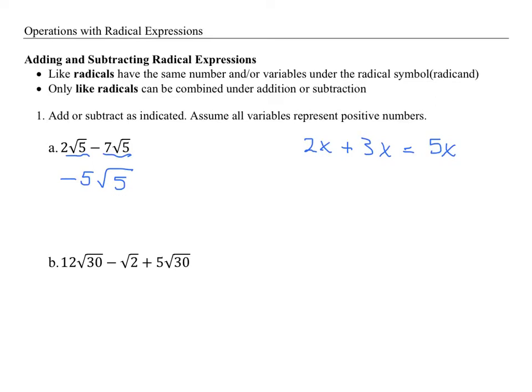Now, how about this next one? Well, this guy, I can add up these guys. So I have 17 radical 30 minus radical 2, because I can't combine the radical 30 and the radical 2 because they're different.